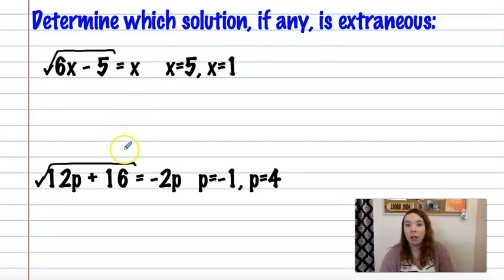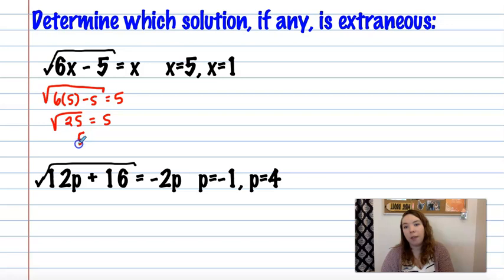So I'm going to start by plugging in 5. So 6 times 5 minus 5. We want to know if that square root is equal to 5. So this would be 30 minus 5 gives us 25. Root 25 is 5. So this first one worked. X equals 5 worked. So let's check out 1 here.